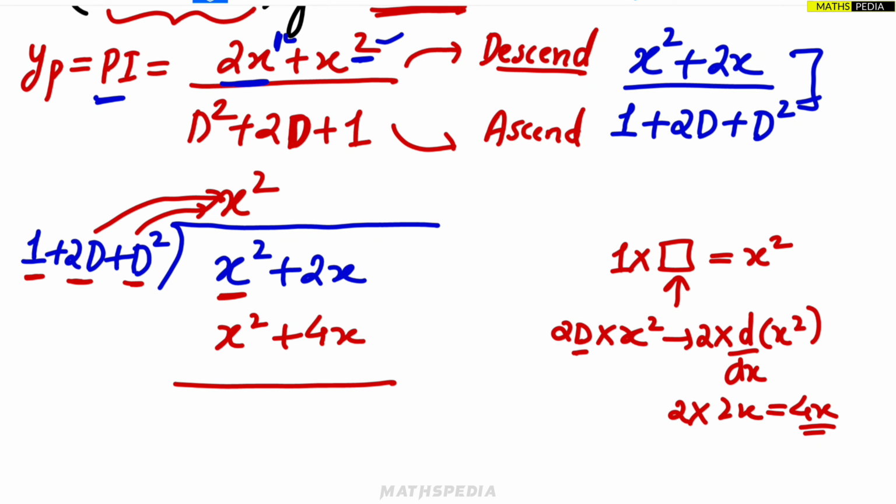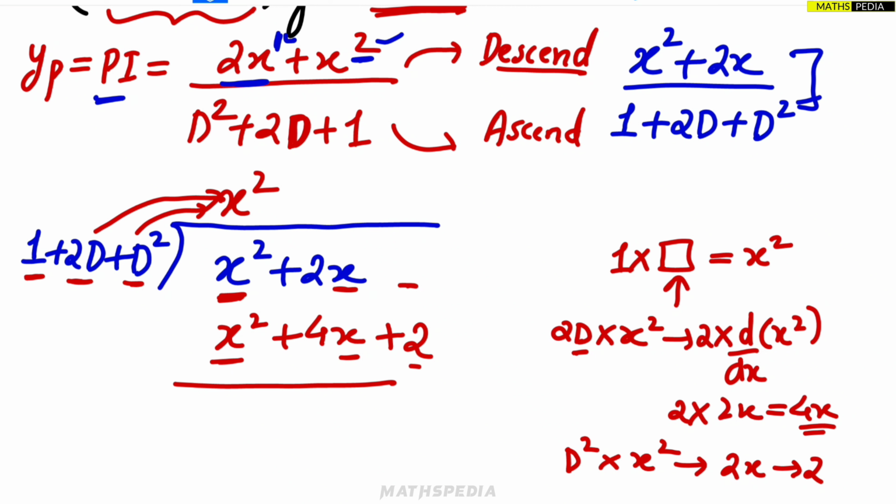Next, d square, what will happen? D square into x square. So d square means double differentiation. So first differentiation will give you 2x. Again differentiation will give you 2. Simple logic. So write plus 2. There is no element over here, so no need to worry. But be careful, below whatever power is there, x is there, x square is there. Here nothing is there, but below that you have to write.